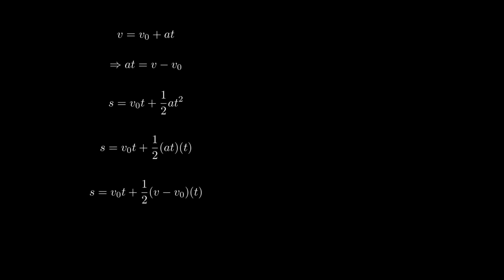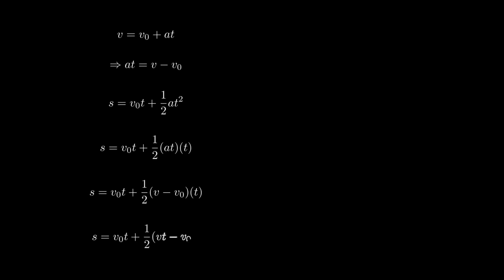We start from the first equation of motion, v equals v0 plus at. Rearranging this equation, we obtain at equals v minus v0. Now we substitute the displacement equation. We rewrite at squared as at multiplied by t. Substituting the value of at from the first equation.